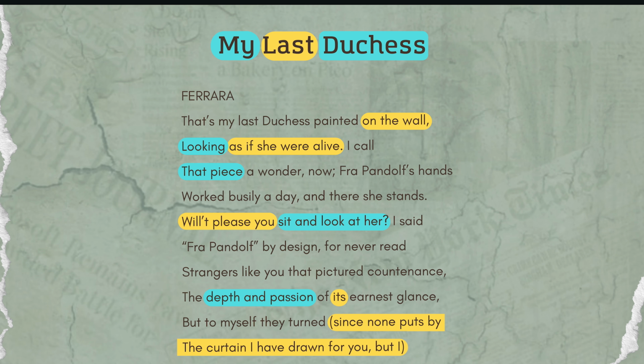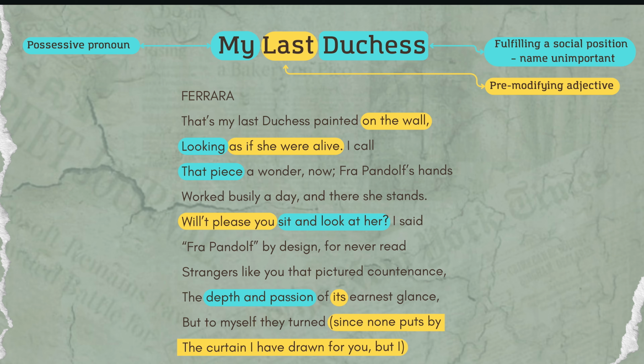Okay, so if we take the title, My Last Duchess, we've got our possessive pronoun. I probably wouldn't place too much stress on that because it's quite normal to describe somebody you're in a relationship with as "my", isn't it? My husband, my wife. But we do have that possessive pronoun, which adds to the rest of it. So, my last Duchess, this pre-modifying adjective implying that there was one before, there'll be one next, it's one of a line, and the use of Duchess rather than her actual name. She's just fulfilling a social position. Her name isn't really important.